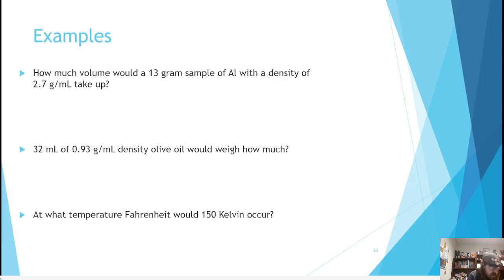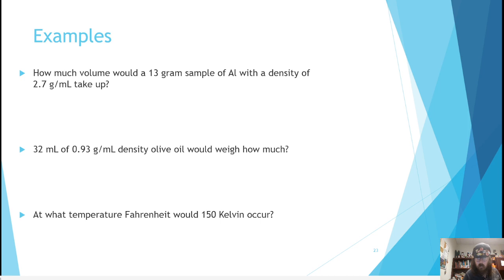But okay, we'll end this chapter with a few more math problems that we need to do. So we want to turn 13 grams, a mass of 13 grams with a density of 2.7 grams per milliliter, and we want to know the volume. Problem 2. We have a volume of 32 milliliters and a density of 0.93 grams per milliliter, and we want to know the mass. And problem 3 is at what temperature Fahrenheit. So we want to convert 150 Kelvin to Fahrenheit.